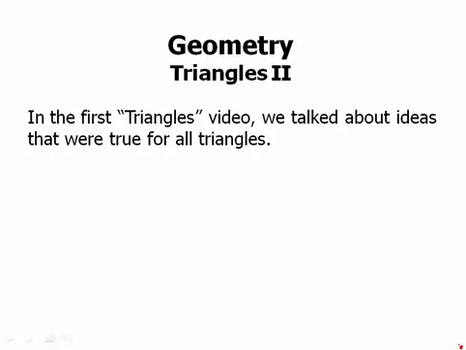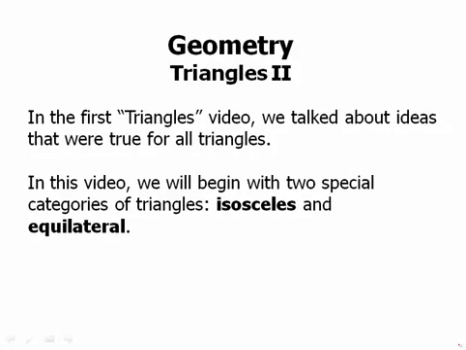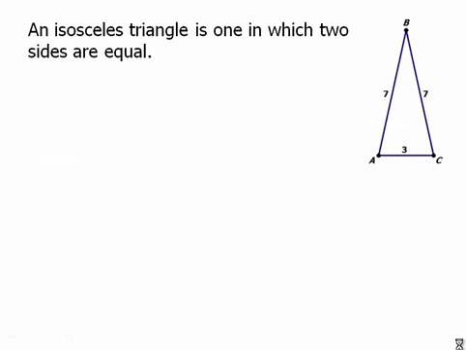Okay, now back to triangles. In the first triangle video, we talked about ideas that were true for all triangles. In this video, we will begin with two special categories of triangles, isosceles and equilateral triangles. An isosceles triangle is one in which two sides are equal.